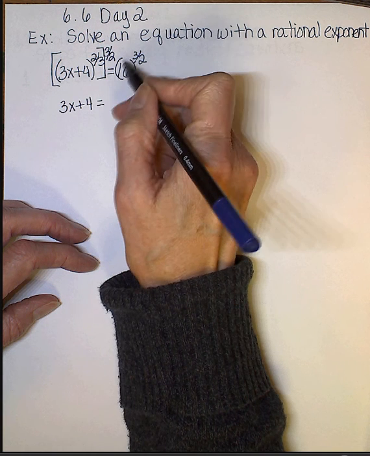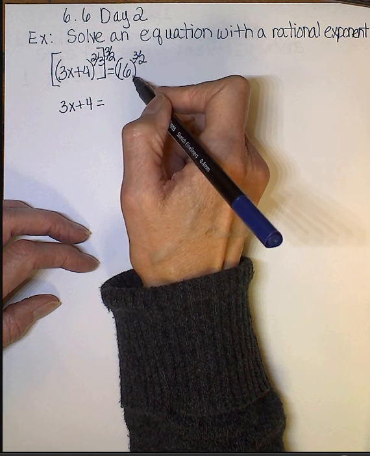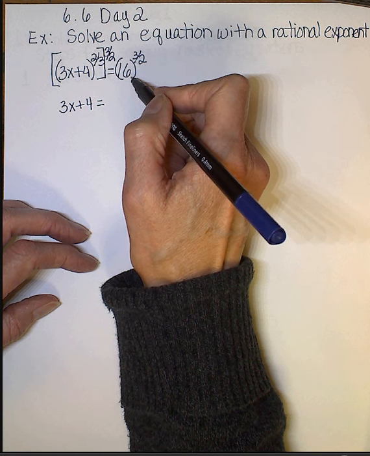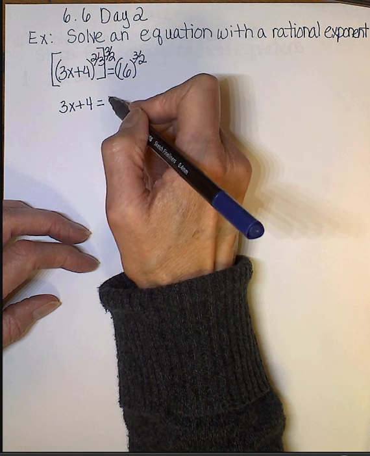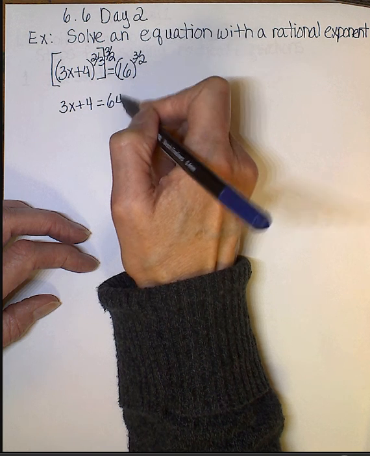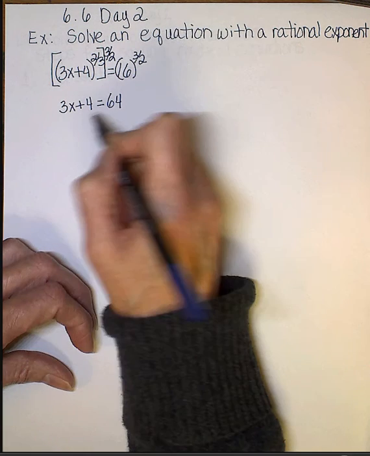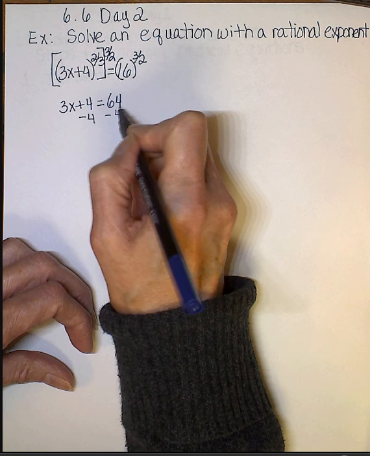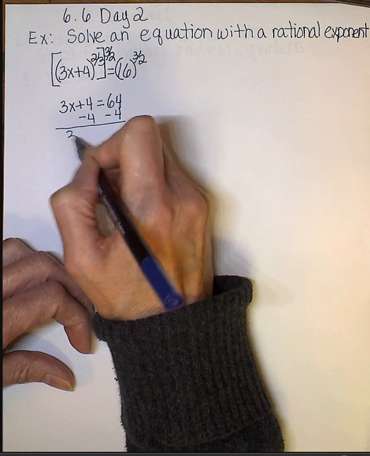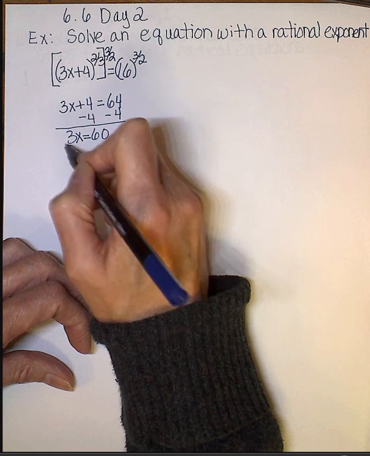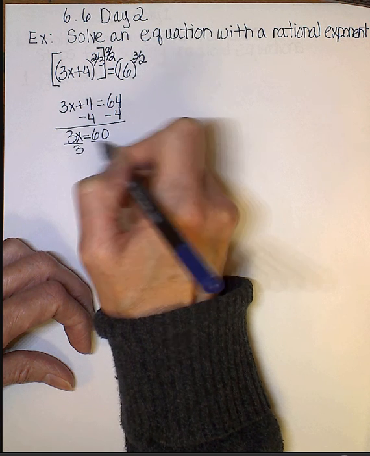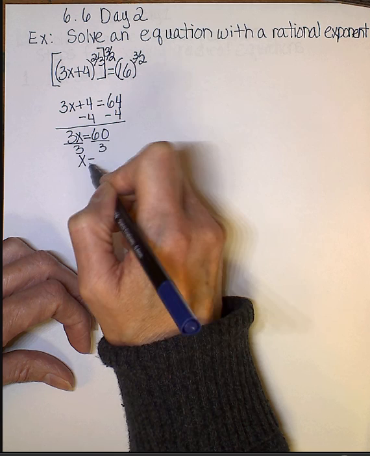And if I do this either in my head or in my calculator, the square root of 16 is 4, and 4 cubed is 64. Okay? Then, super easy to solve. And so x comes out to be 20.